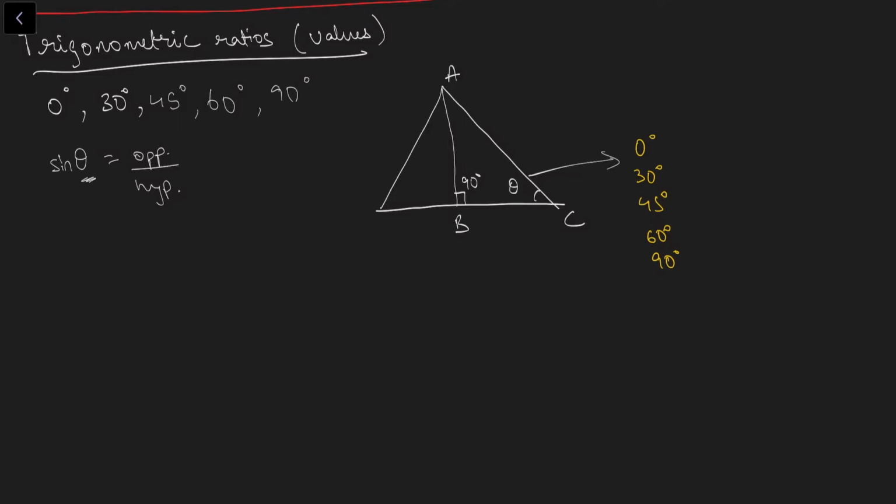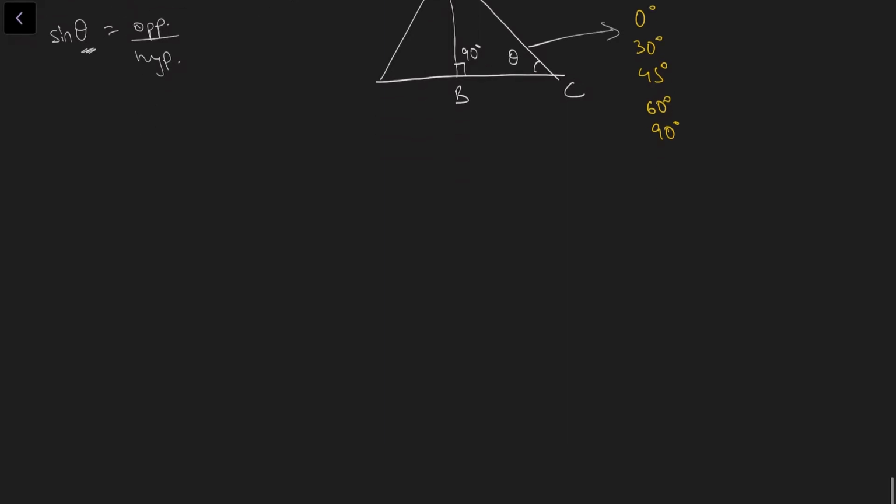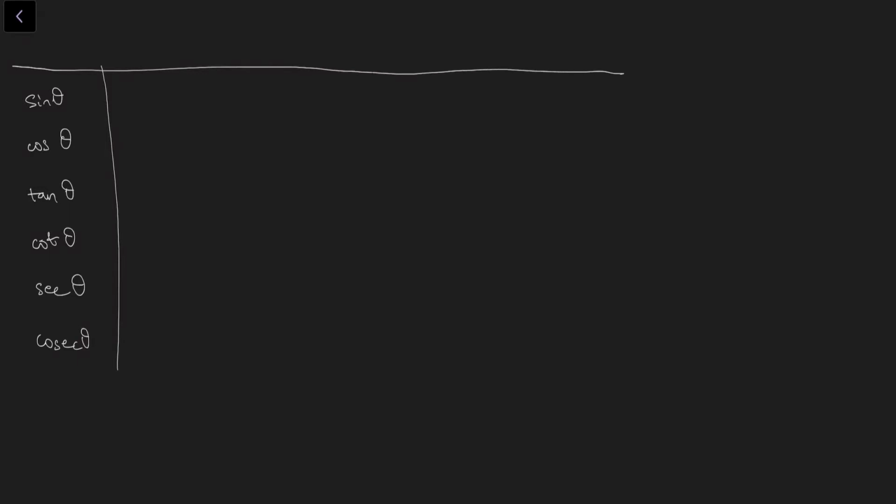So there's a trick to remember the values of all these ratios. So first I'm going to draw a table. We have sine theta, cos theta, tan theta, cot theta, secant theta, and cosecant theta. Alright, and now we have our angles which are 0, 30, 45, 60, and 90.